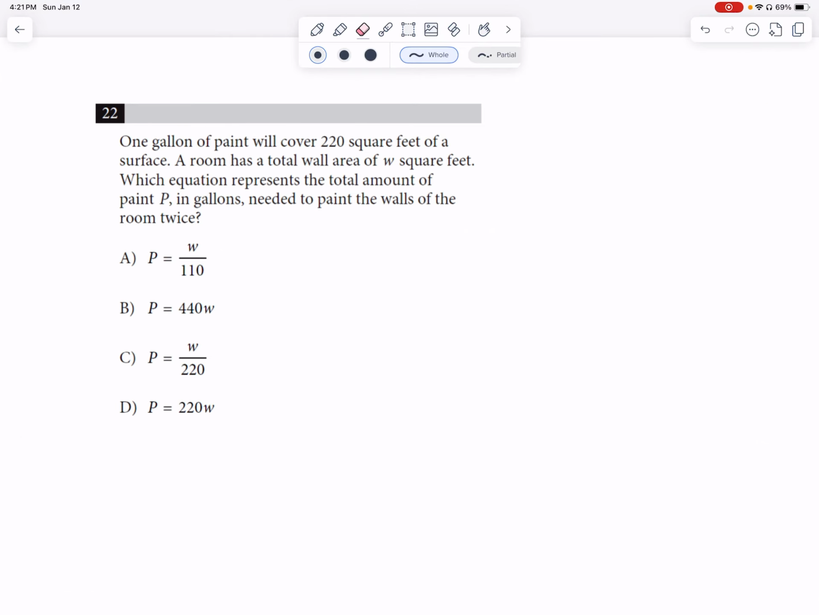Okay, so I'm going to set up a conversion factor basically. And this is 1 gallon of paint is going to cover 220 square feet. This is going to be our conversion factor. So 1 gallon is equal to 220 square feet. Okay. The room has a total area of W square feet, so this is what we have to paint, and we're going to paint that thing twice. And P in gallons is going to be how much paint we need to paint that room twice.